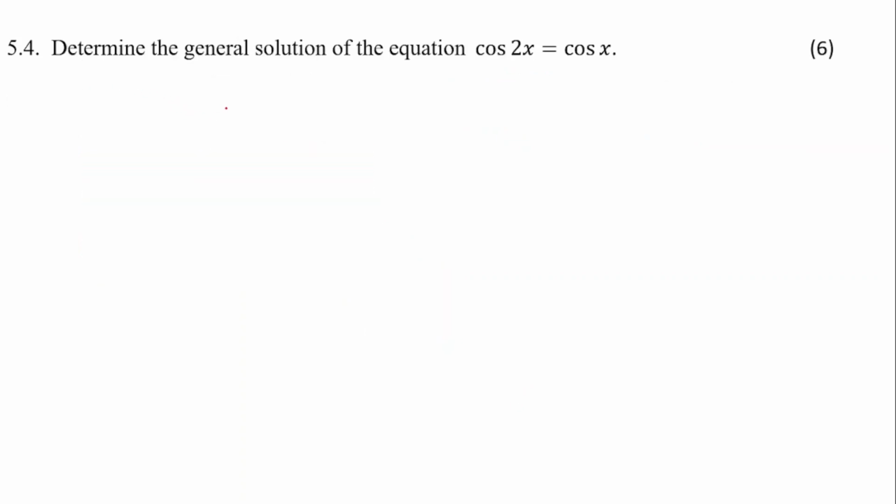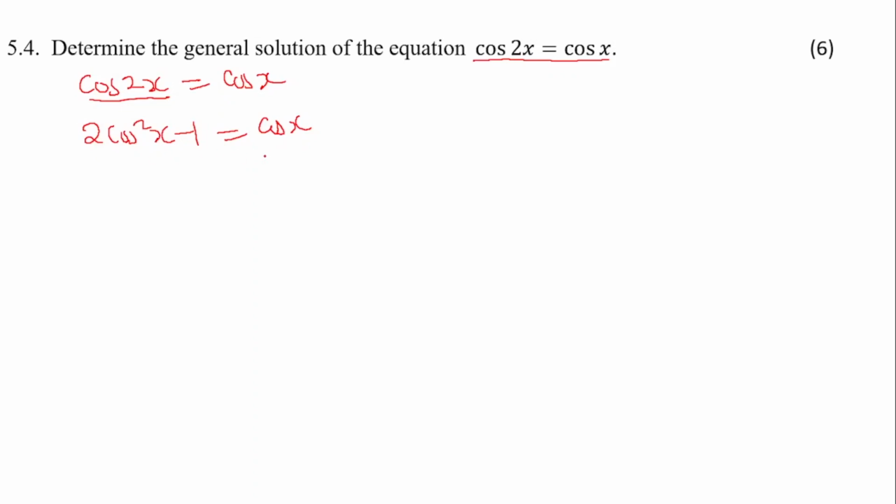Alright, question 5.4. Determine the general solution of the equation cos 2x is equal to cos x. So we have cos 2x is equal to cos x. Right, cos 2x has 3 identities. Right, we have cos squared x minus sine squared x. Remember, we dealt with that one. And then we have 2 cos squared x minus 1. We also have 1 minus 2 sine squared x. So I'll choose 2 cos squared x minus 1, since on the right hand side we have cos x.